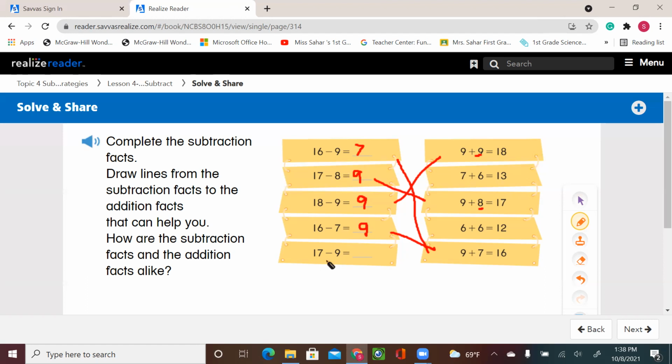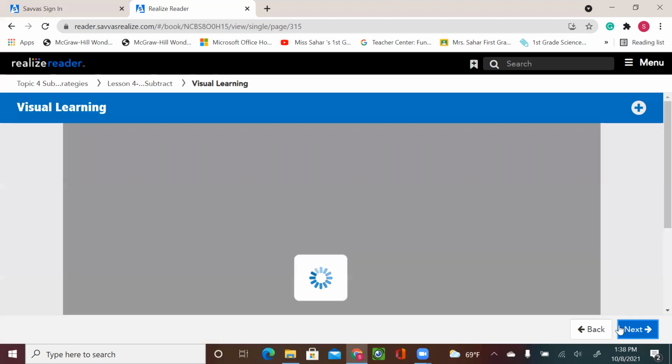Now last one, 17 take away 9 equals. So I'm looking for 9 plus something equals 17. 9 plus another number equals 17. Do you remember here? 17 take away 8 equals 9. That means if I say 17 take away 9 equals 8. That's this one again. And I'm going to put my number 8. All right, let's see what we have.